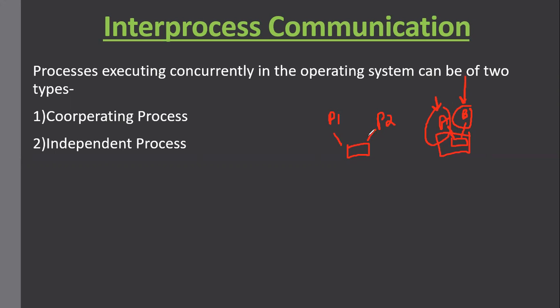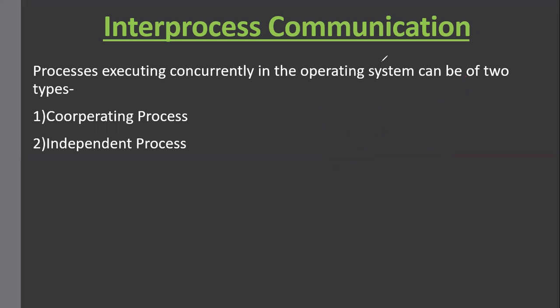Suppose P1 and P2 are executing and they are sharing some resource. If P1 is executing, the execution of P1 will affect P2, and if P2 is executing, the execution of P2 will affect P1. So a process is known as cooperating if it can affect or can be affected by the other process executing in the system. And clearly, any process that shares data with another process is a cooperating process.